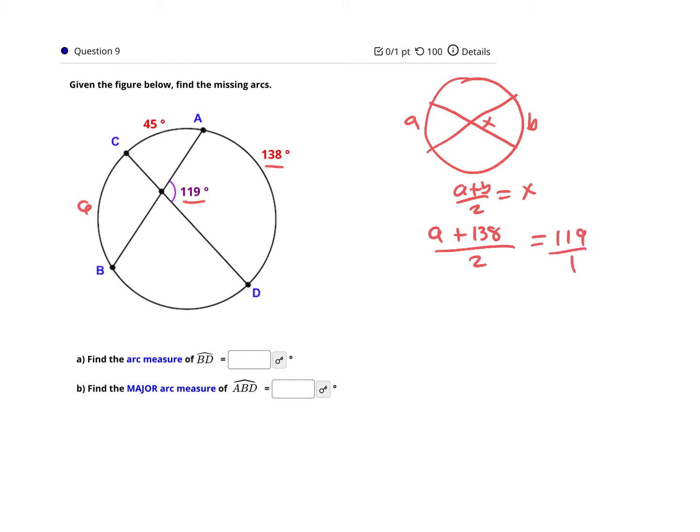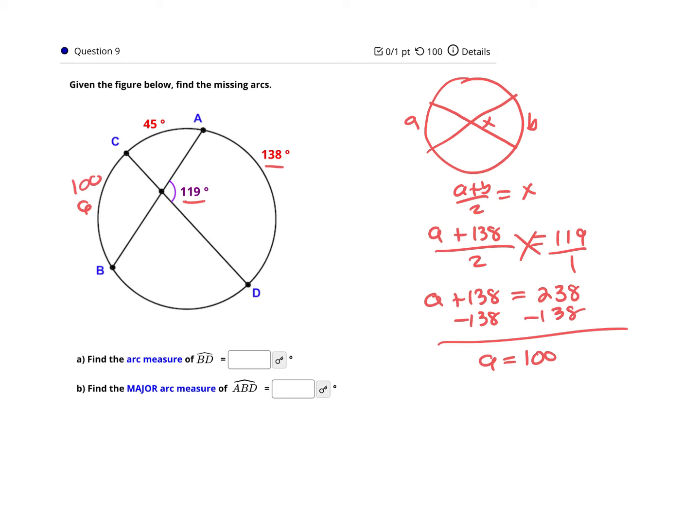Well, to solve, I'm going to put that over 1 and cross multiply. So 1 times A plus 138 is just A plus 138 equals 2 times 119, which is going to be 238. So if I subtract 138, subtract 138, I'm going to end up with A is equal to 100. Well, that means that CB is equal to 100.